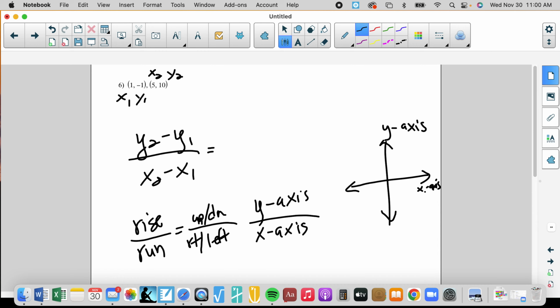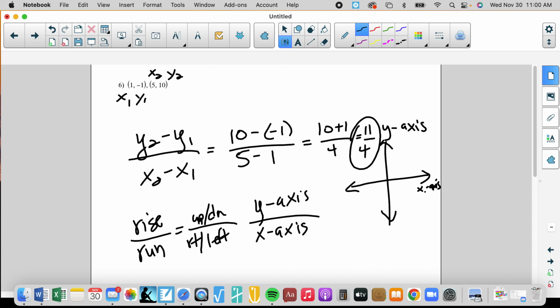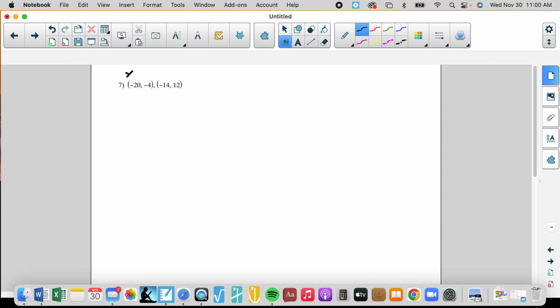So my y sub 2 is 10 minus my y sub 1, which is -1, over my x sub 2 is 5 minus my x sub 1, which is 1. That's going to be 10 plus 1, which equals 11, and 5 minus 1 is 4, so my slope is 11/4. x sub 1, y sub 1, x sub 2, y sub 2, second point, y sub 2 minus y sub 1 over x sub 2 minus x sub 1.